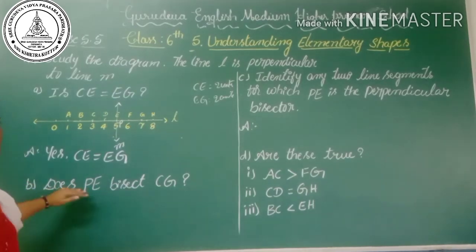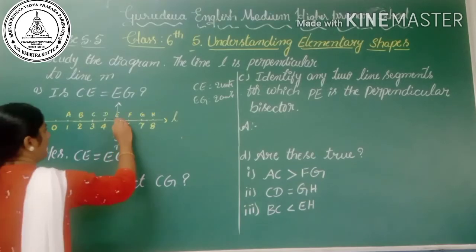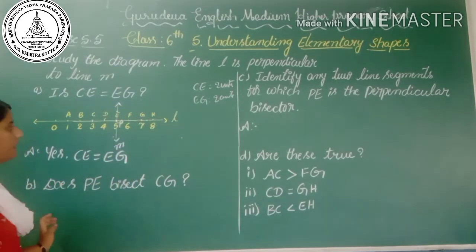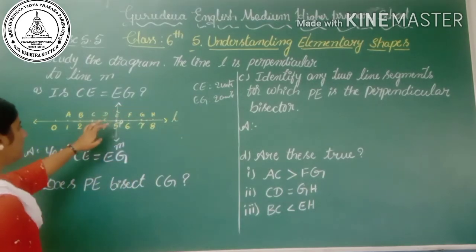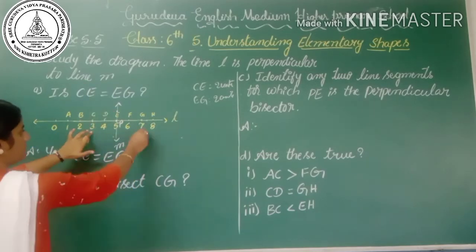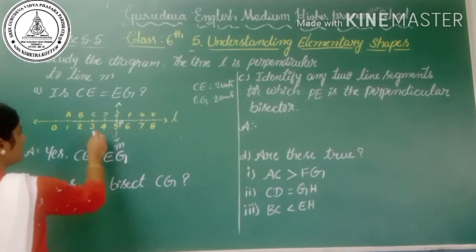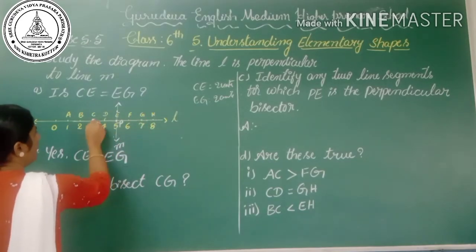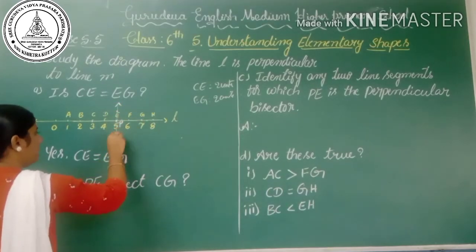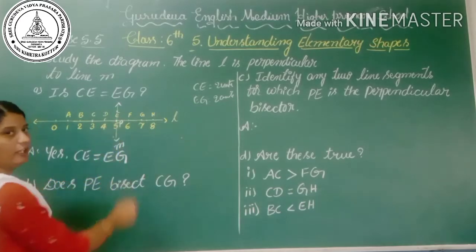Then the second one, does PE bisect CG? Here there is an intersecting point P, and here there is a point E. You see here the distance between C and G is 1, 2, 3, 4 units. The line EP bisects it into 2 equal parts.